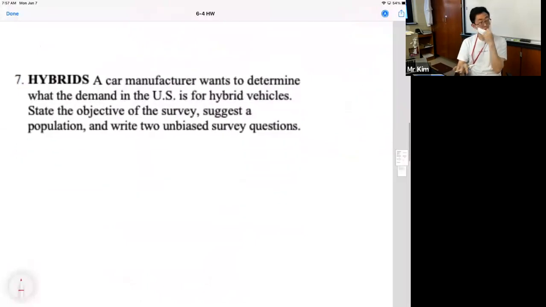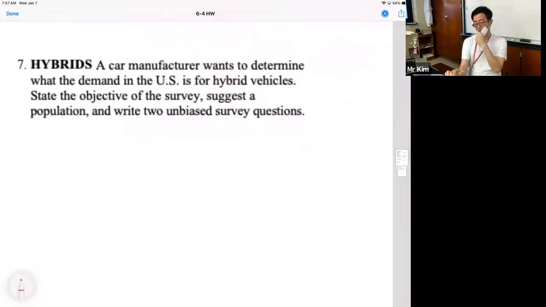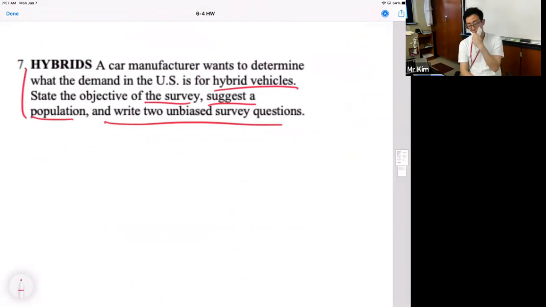Number 7, I feel like this might be biased. A car manufacturer wants to determine what the demand in the U.S. is for hybrid vehicles. Very applicable to the current era. State the objective of the survey. Suggest the population and write 2 unbiased survey questions. So this one, it's a little bit different from what I'm actually asking you to do.